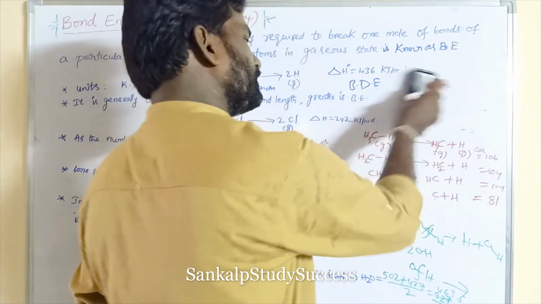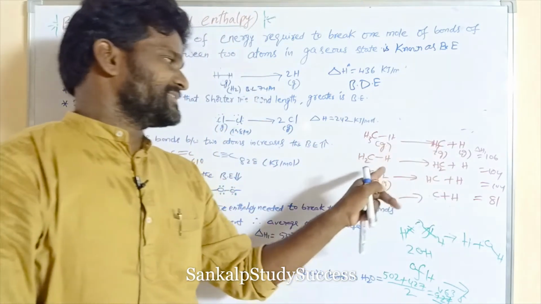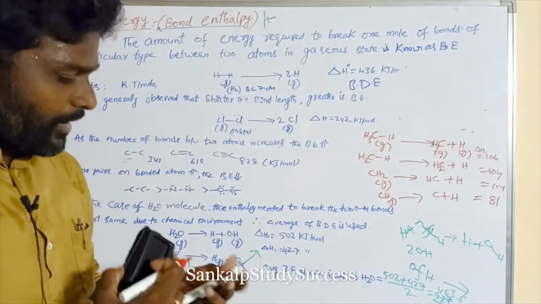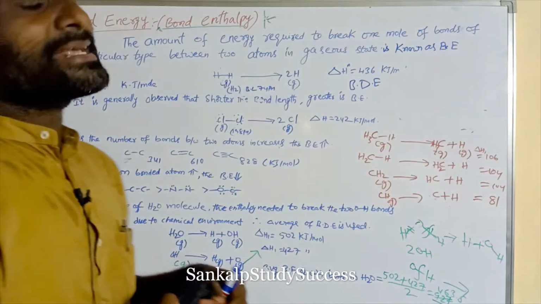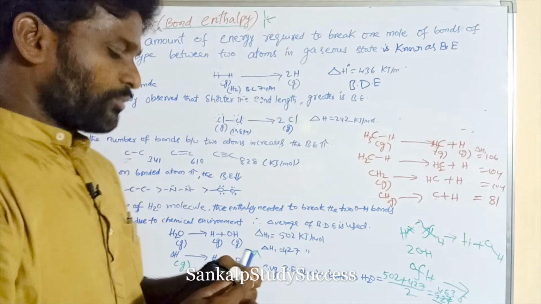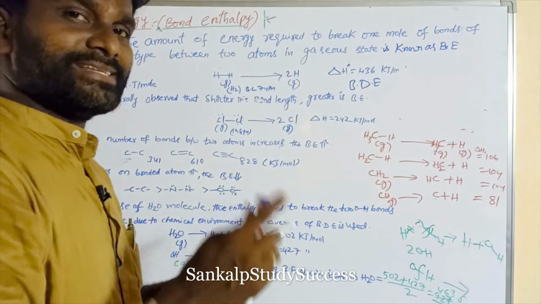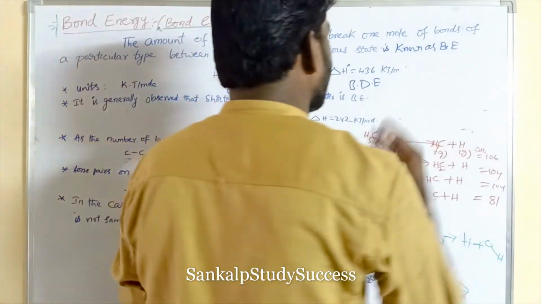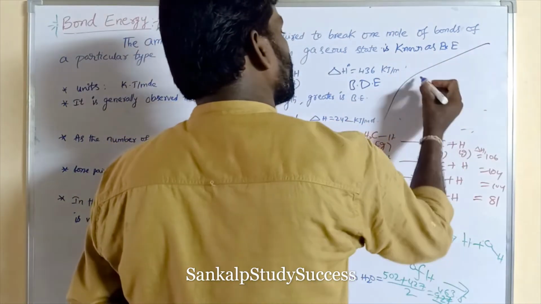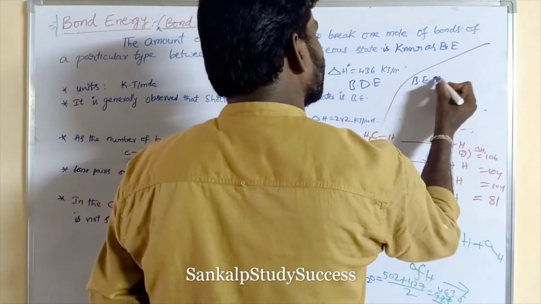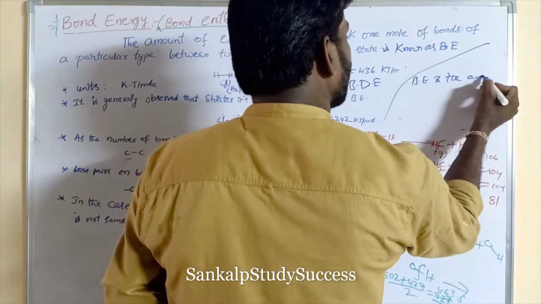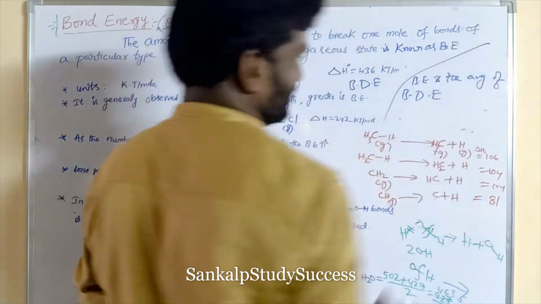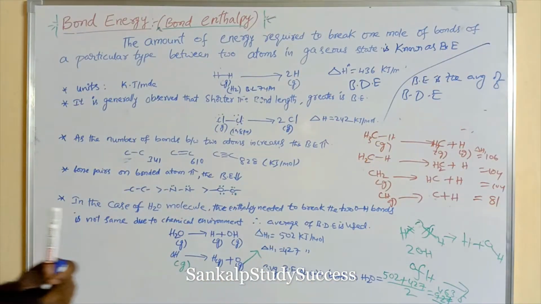Now all these are bond dissociation energies. So bond energy is the average of bond dissociation energies. That is a very, very important point. Bond energy is the average of bond dissociation energies.